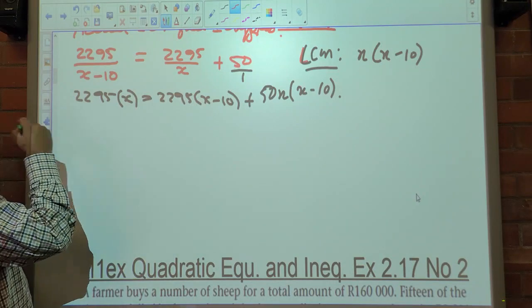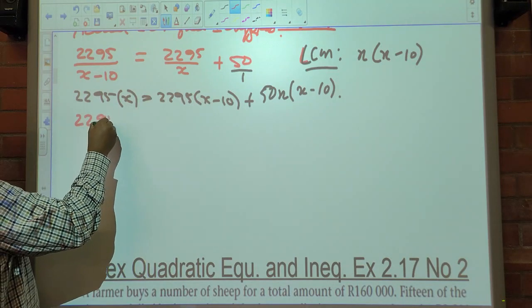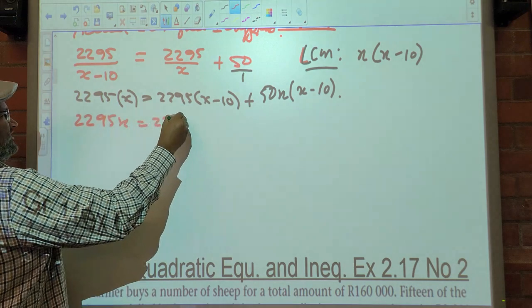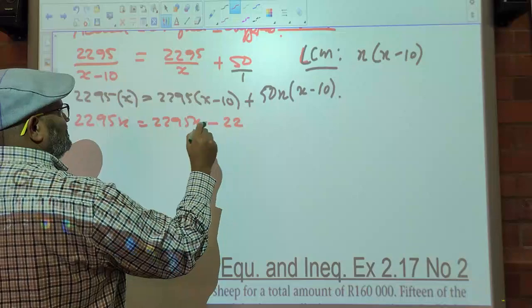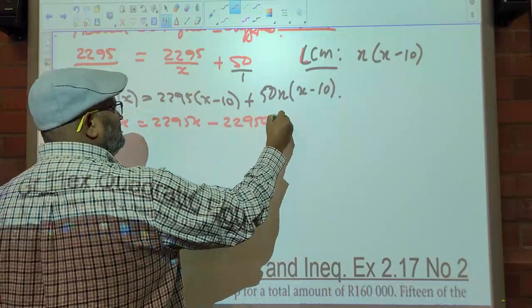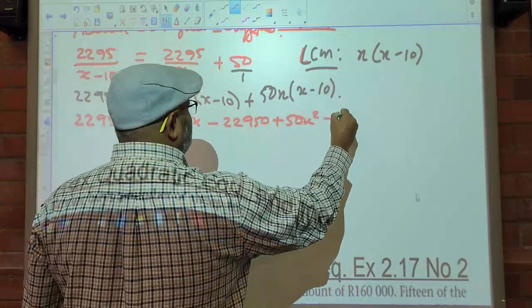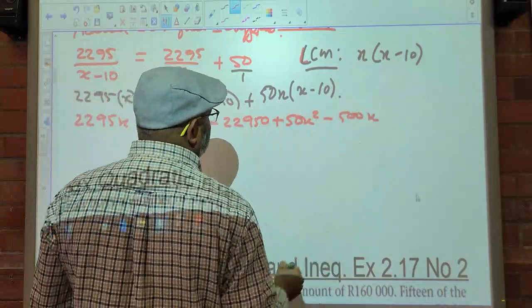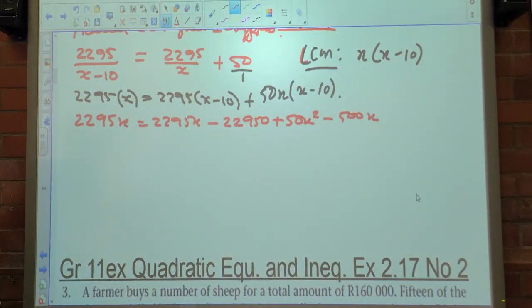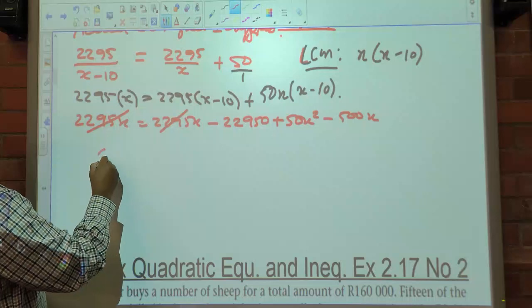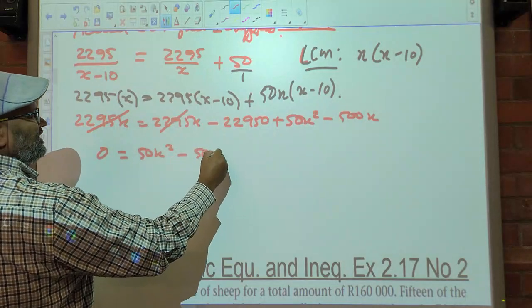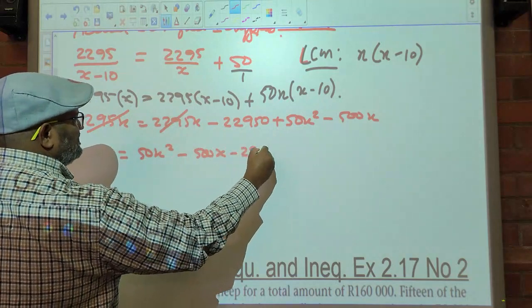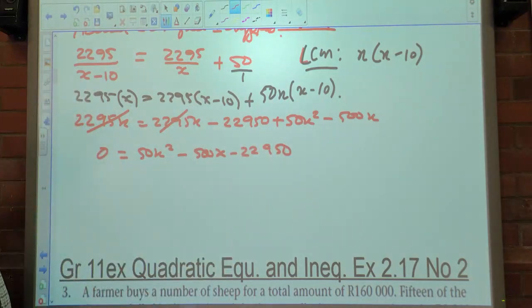So it's now simply going to be 2,295x is equal to 2,295x minus 22,950 plus 50x squared minus 500x. You all agree with that? People, that will cancel. So 0 is equal to 50x squared minus 500x minus 22,950.